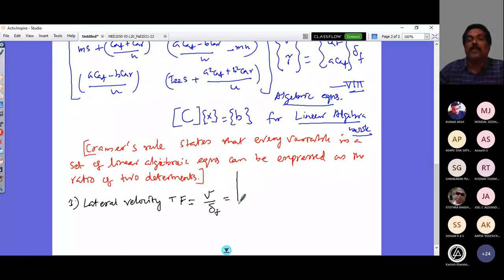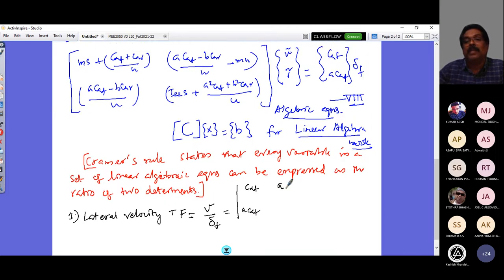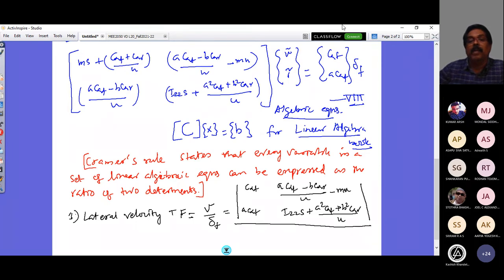So what is my numerator determinant? It is going to be the C matrix determinant, where the first column is replaced by a forcing column, that is C alpha F and A C alpha F. And I'll have my second column as it is: A C alpha F minus B C alpha R by U minus M U, and I Z S plus A squared C alpha F plus B squared C alpha R by U. So this numerator determinant is divided by delta.